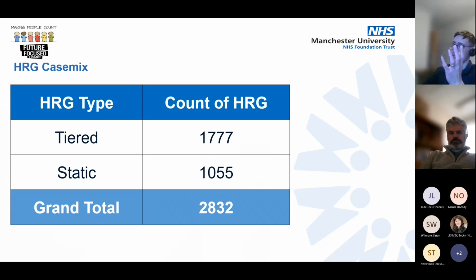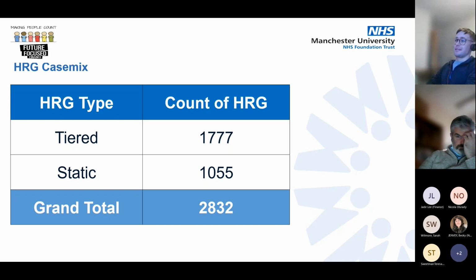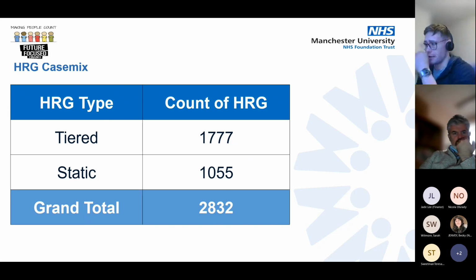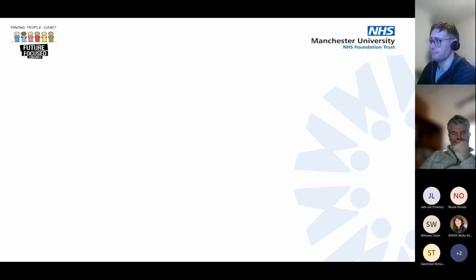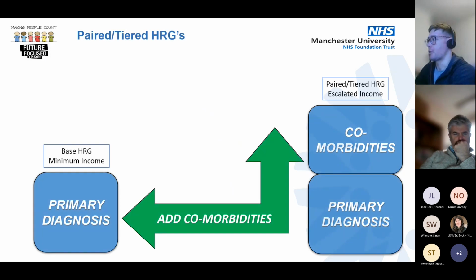So the case mix of the HRGs, as I said, there's a tiered structure. There are 2,882 HRGs in total, and of that, 1,800 are tiered. They're the ones that take into account the different levels of complexity for patients, and only 1,000 are static. So it is across the board. The majority do take into account that patients are more or less complex. And this is just a quick diagram of how that works. If you've got a primary diagnosis, you'll hit your base HRG, which is the minimum income. However, once you start adding comorbidities, you start getting paired and tiered HRGs, and that's always going to have an escalated income.